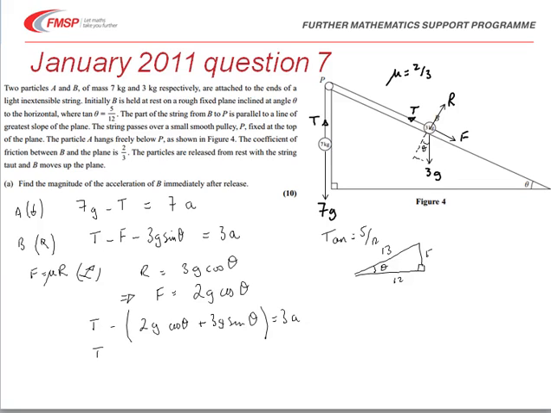So this bracket becomes minus 2g multiplied by 12 over 13 plus 3g multiplied by 5 over 13. And if you calculate that, we've got 24 over 13 and 15 over 13, so 39 over 13. So in fact, that big bracket there turns out to be simply 3g.